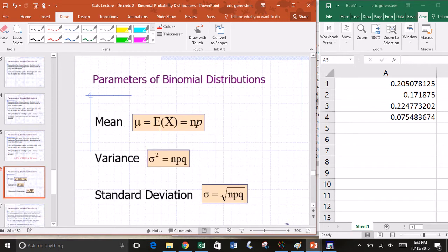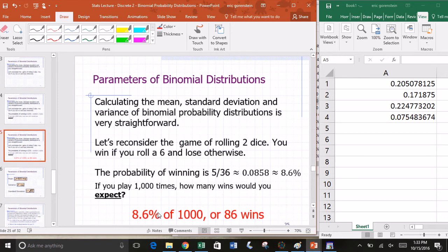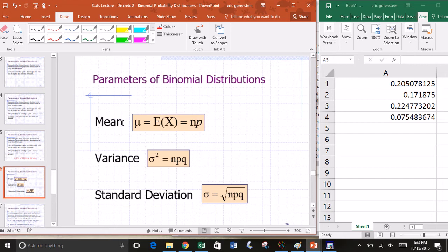So here are the parameters. The mean of the binomial distribution is the expected value, which is n times p, which is what we did here. 8.6% of 1,000, so we did n, which is 1,000, times p, which is 0.0858. Okay, so mean is n times p, variance is n times p times q. And if that's the variance, standard deviation is the square root of the variance. So mean is np, standard deviation is the square root of npq.